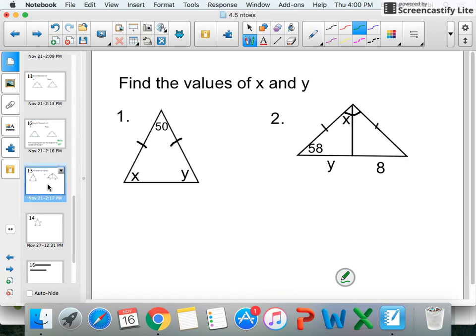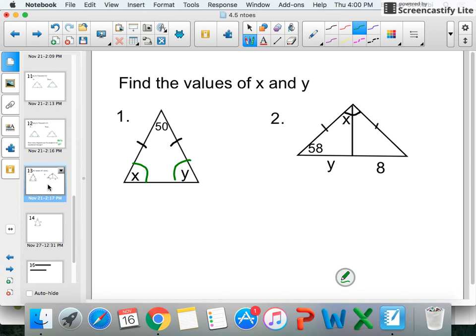So now we're going to look at some example problems. Our first example problem says to find the values of x and y. If we look here, we have that the two sides are congruent. So if the two sides are congruent in isosceles triangles, we know that angle x is going to be congruent to angle y. So we have to use what we know about triangles and their sum of angles.